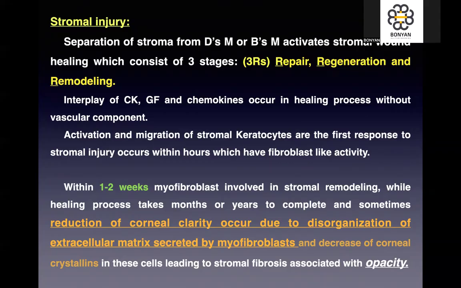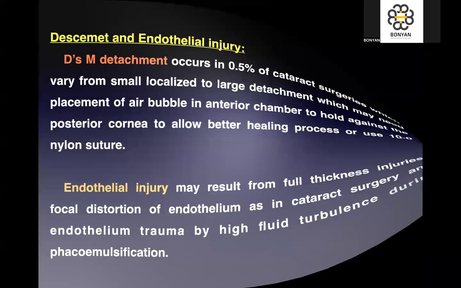Okay, within 1 to 2 weeks, myofibroblasts are involved in stromal remodeling, while the healing process takes months or years to complete, and sometimes reduction of corneal clarity occurs due to disorganization of the extracellular matrix secreted by the myofibroblasts and decrease of the corneal crystallines in these cells, leading to stromal fibrosis associated with corneal opacity. And so this is the mechanism of the corneal opacity formation.